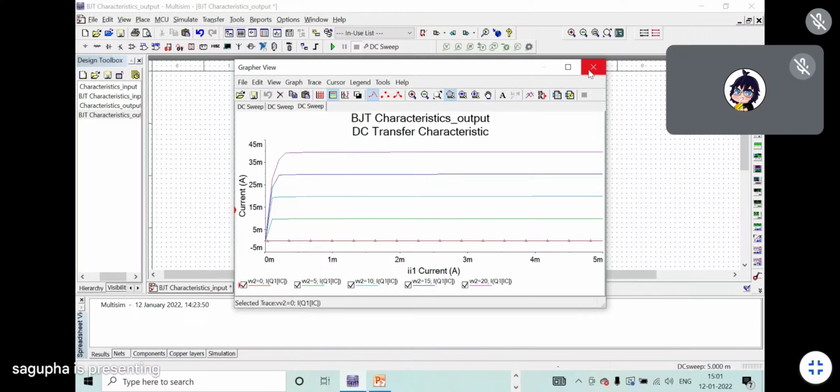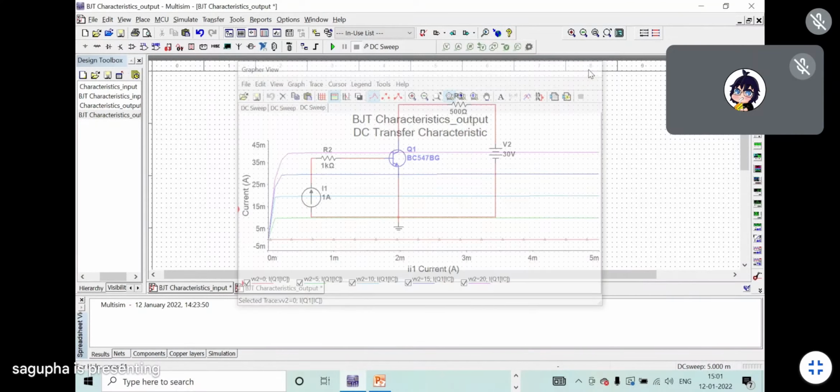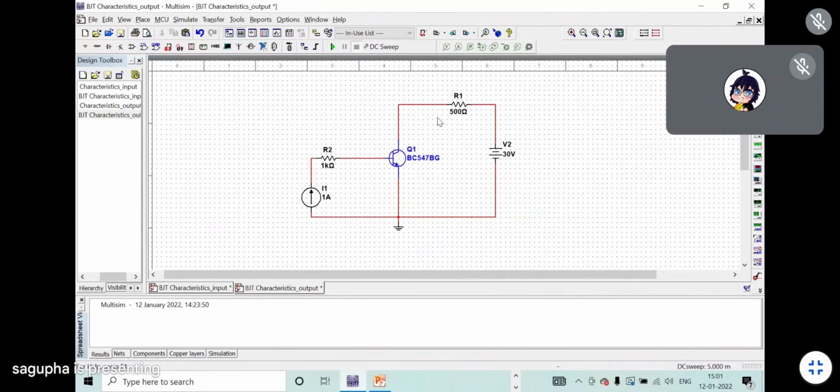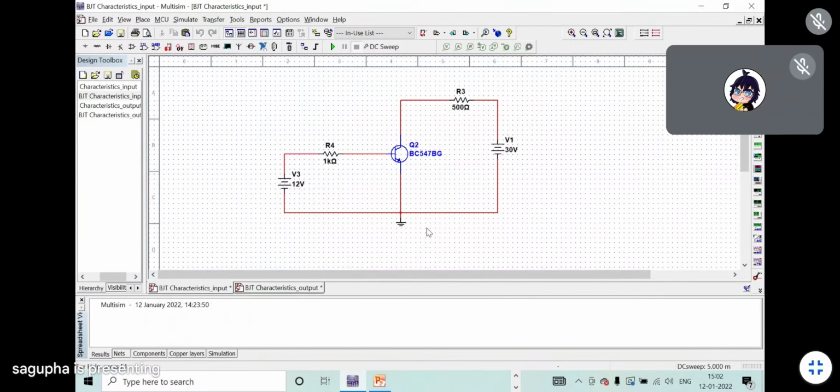Can you do the circuit? Do not take these values. Take your own resistor values. Keep the base resistance higher and keep a smaller collector resistance. Also keep a higher voltage on the output side in comparison to your input side. First of all, all of you design the input characteristics and then show it to me.